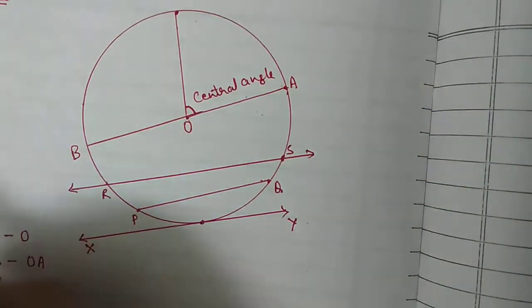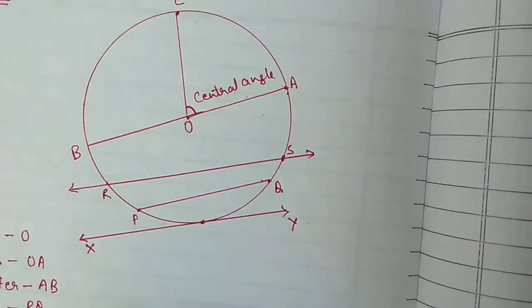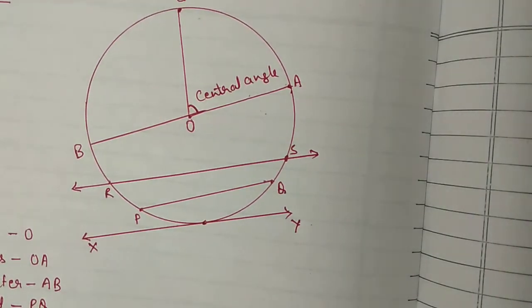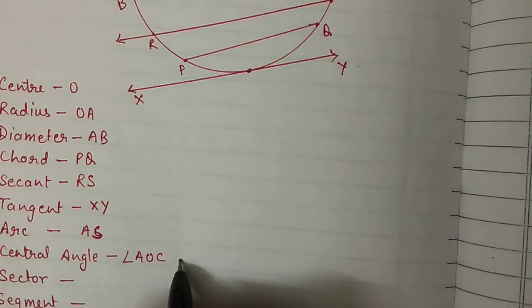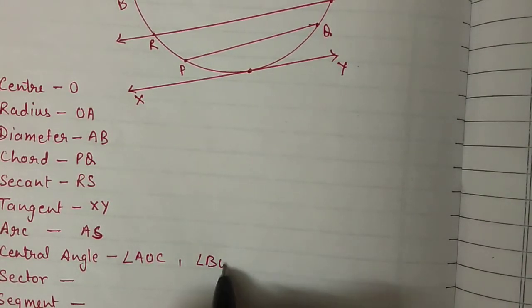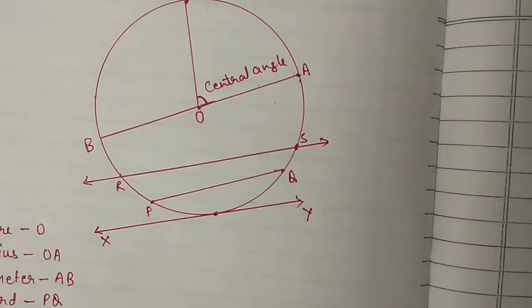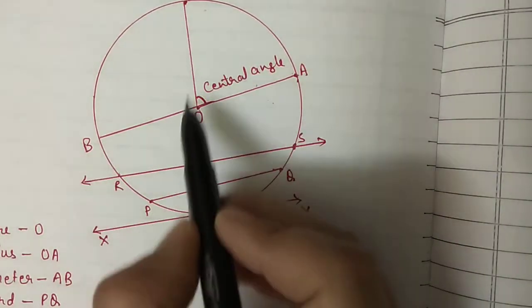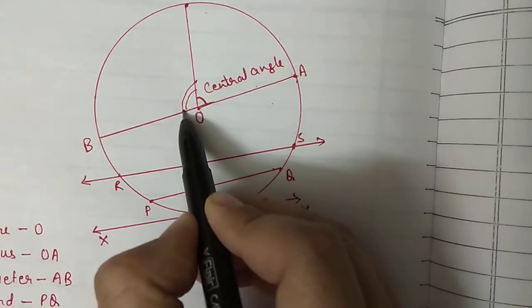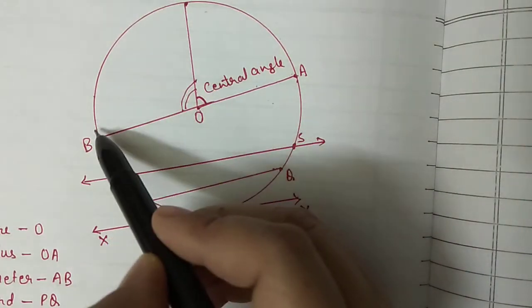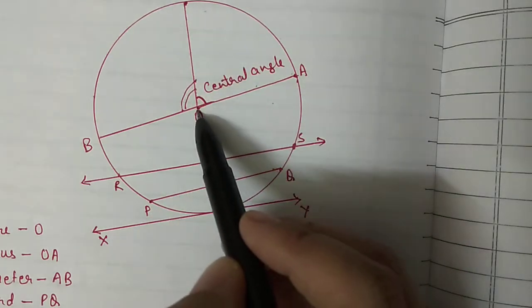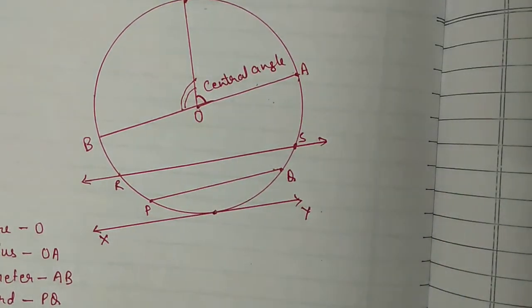We can give here some name ABC. So here the central angle is AOC. Angle AOC is the central angle, or we can say angle BOC also is the central angle. From two radii, or from one arc, from these 2 points on the arc, you join at the center, whatever angle you get here, that will be the central angle.